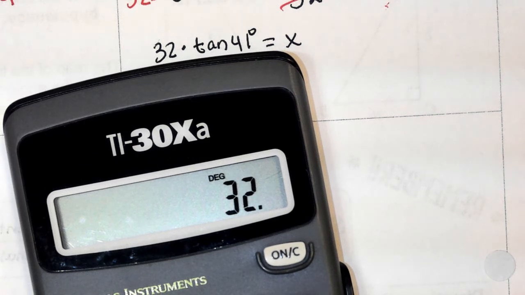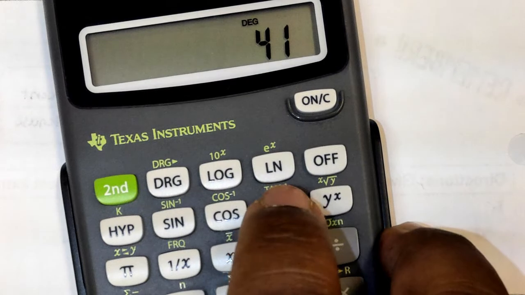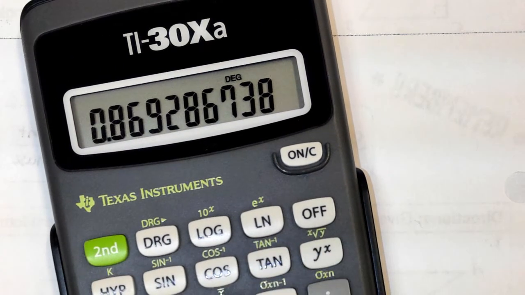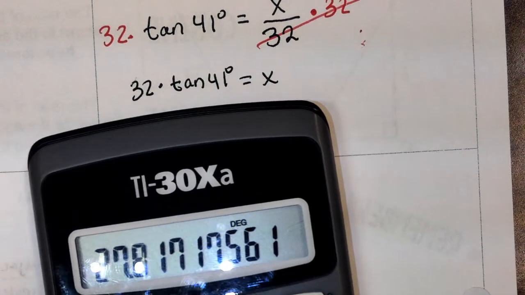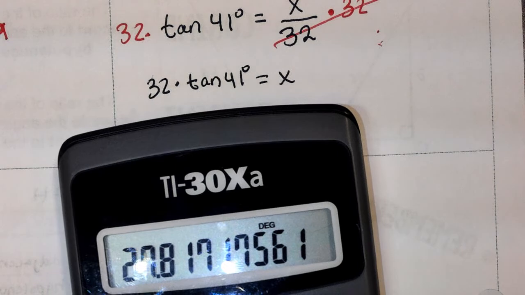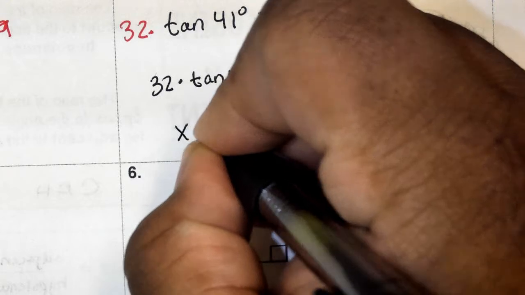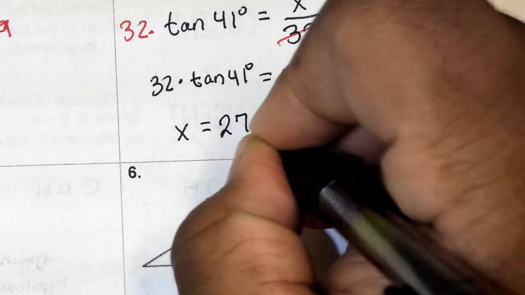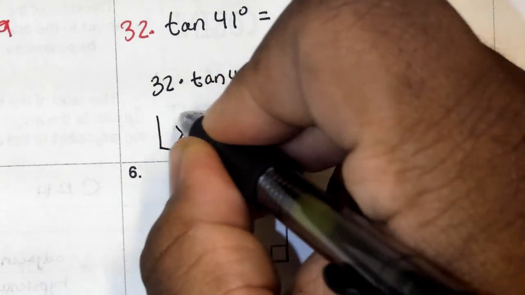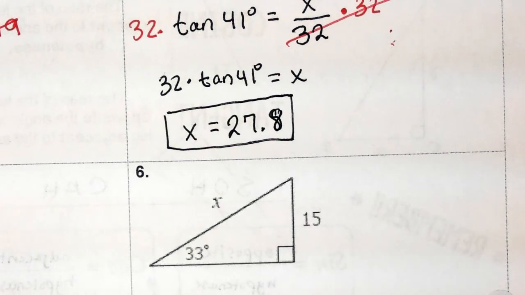32 times tan 41 degrees. I need to use my function, tan. I'm hitting the tan. It's going to give me the decimal, then I'm hitting equals. It'll tell me my length. 27.8. Try it in your calculator though. Y'all gonna be on your own doing this, so you need to make sure you see these numbers in the calculator so you know you're putting it in right. Make sure you see these values.